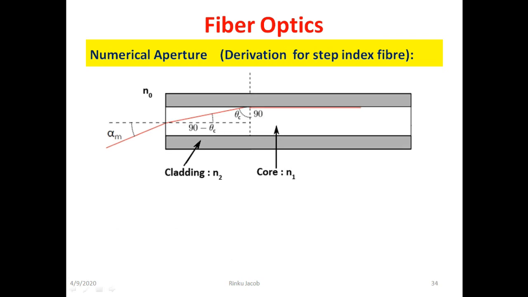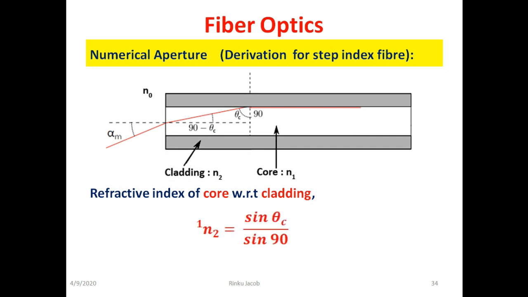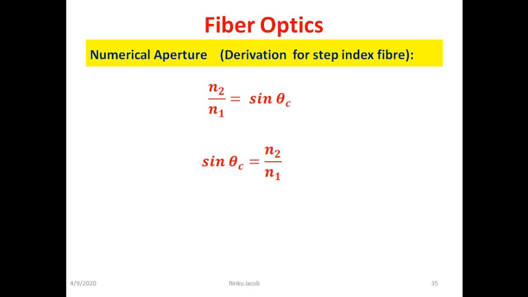Now we apply Snell's law at the second interface, that is the core cladding interface. When the light falls at this interface at an angle equal to the critical angle theta c, we take the incidence angle to be theta c and the refraction angle to be 90 degrees in Snell's formula. So we can write Snell's law as n21 equal to sin theta c divided by sin 90. Now the left side of the equation can be written as n2 divided by n1 as the light is traveling from the core to cladding. The denominator on the right side of the equation becomes unity as sin 90 is unity. Now we get sin theta c equal to n2 divided by n1.